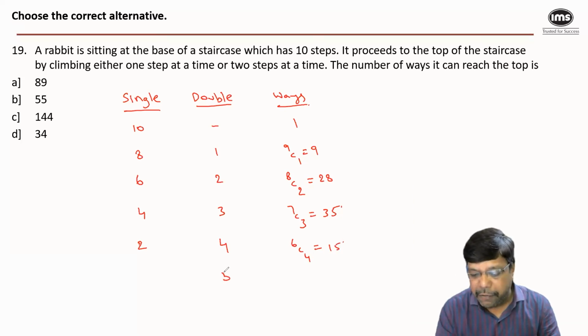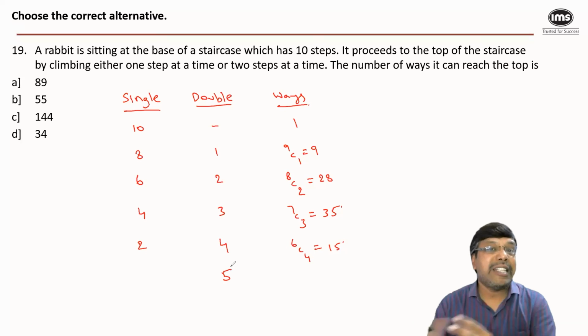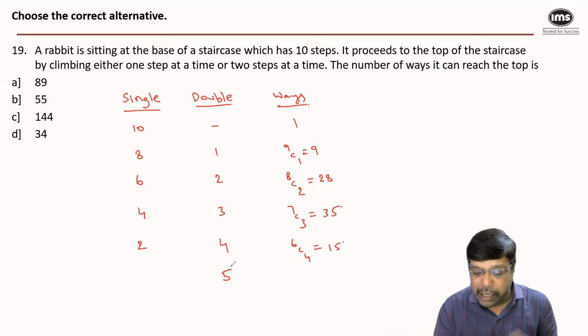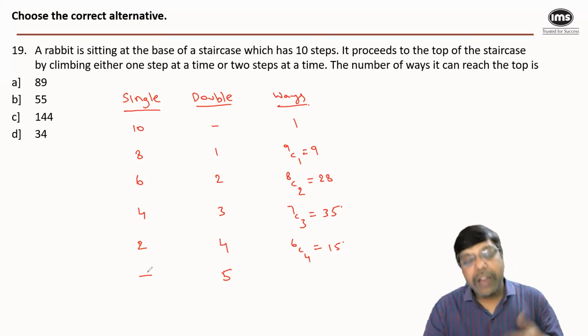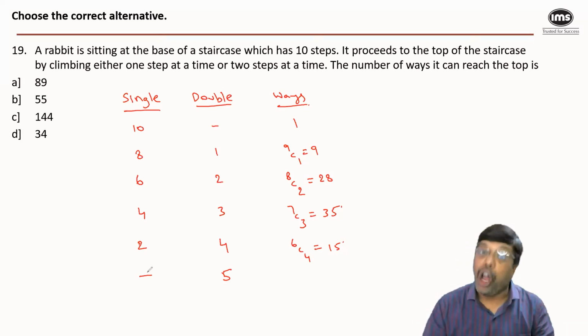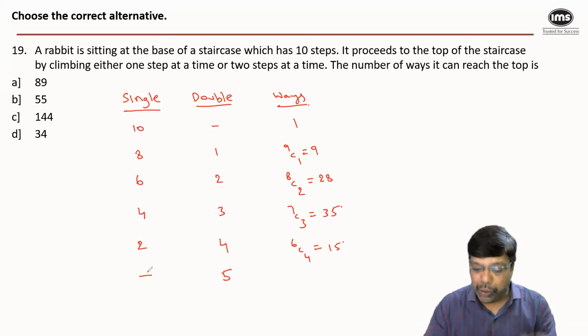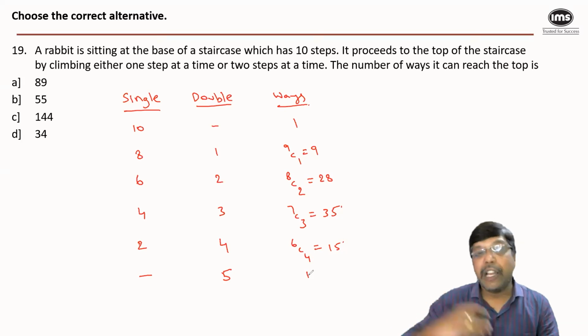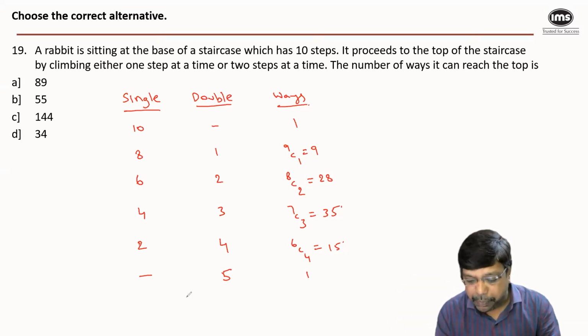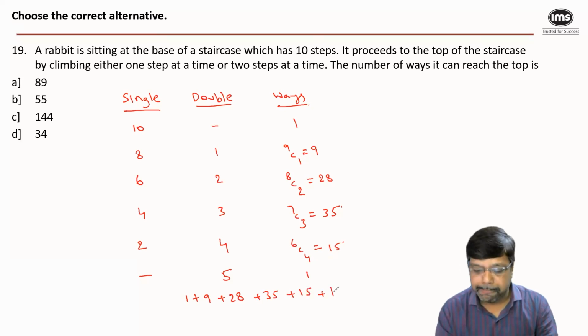And lastly, if I make 5 double steps, now 5 into 2, 10, which means I can't make any single movements. So if I am making 5 movements, all of them double steps, it can be done only in one way. Hence, the total number of ways in which I can reach the top is 1 plus 9 plus 28 plus 35 plus 15 plus 1.